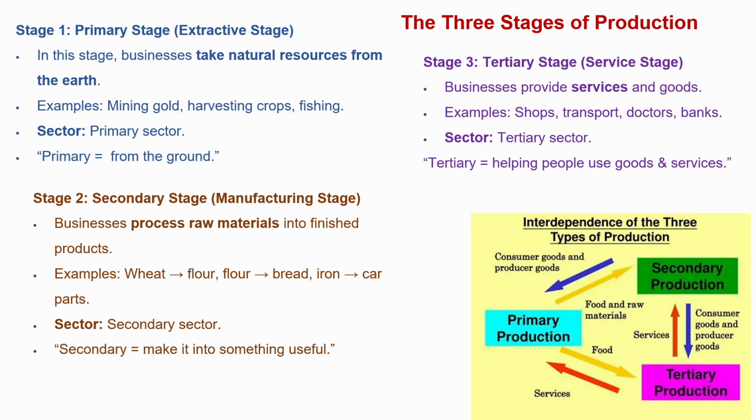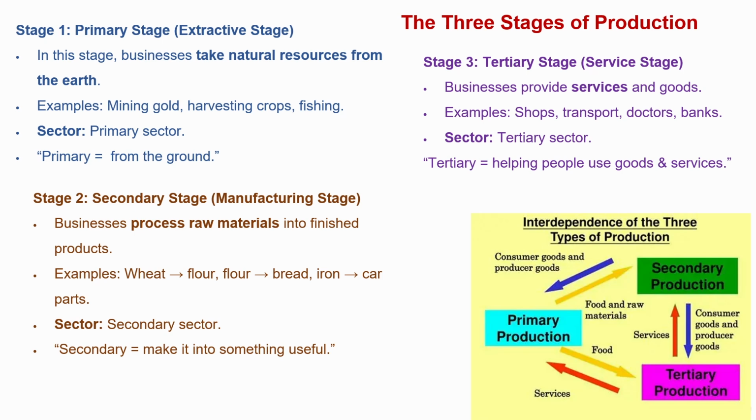The secondary sector is the manufacturing sector. Now, in the manufacturing sector, the businesses use raw materials to create a finished product. So in this sector you use your primary resources to make something useful. Now, the third stage is the tertiary stage. Now, this is where the businesses provide services and goods, where they use goods and services to help other people.